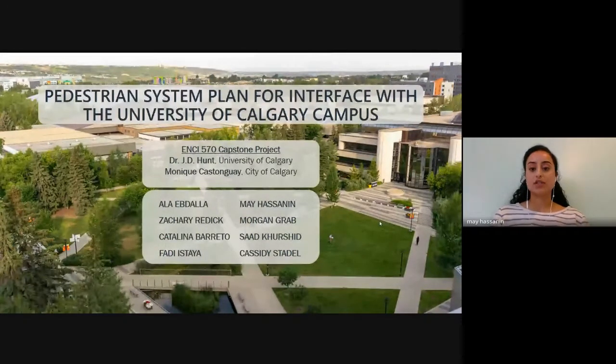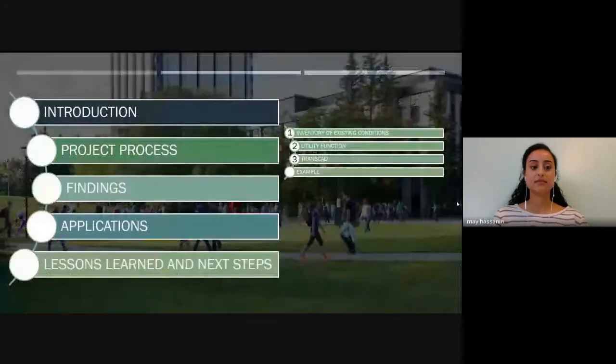I'd also like to give a special thanks to our academic advisor, Dr. Hunt, and our industry advisor, Monique Castonguay, for overlooking this project. So to begin this presentation, I will be giving a brief introduction to the project, then we'll be moving into the project process, findings, applications, and finally the lessons learned and next steps.